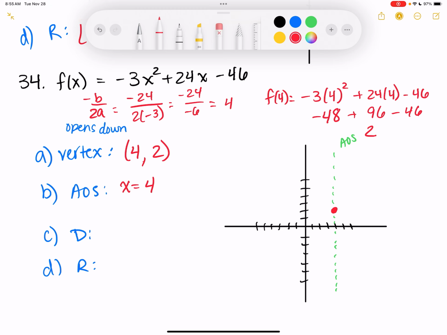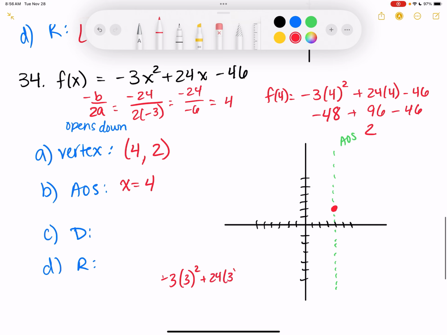Now, I usually say I like to pick 0 in these types of problems because it makes everything cancel except for this, but I really don't want to go down to negative 46, so I'm going to pick something more reasonable. I'll pick 3, because 1 away shouldn't be too crazy. So negative 3 times 3 squared plus 24 times 3 minus 46. 3 squared is 9, times 3 is 27, that's negative, so negative 27 plus 72 minus 46.